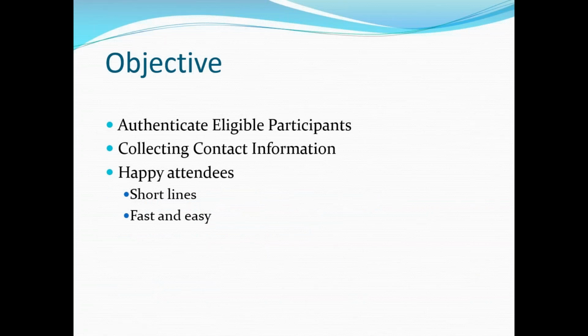So we want to see who's eligible to vote, authenticate eligible participants, collect contact information. This is how we get our marketing information, CRM information for the party. That's people's preferred name, their telephone number, and email address. And then we just want to have shorter lines and make it fast and easy to attend the caucus meeting.